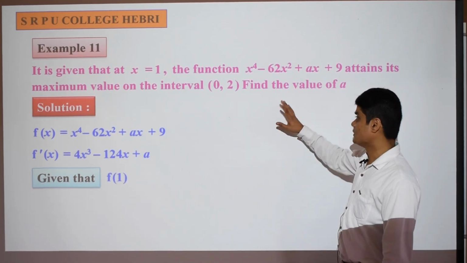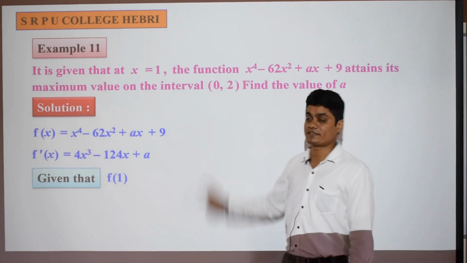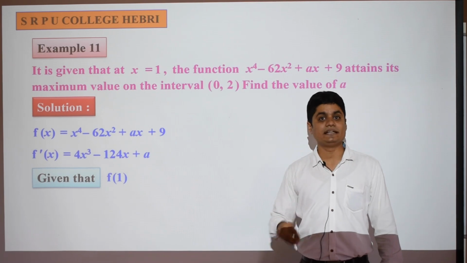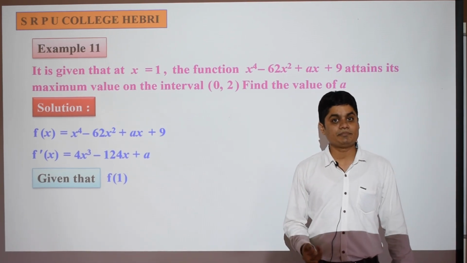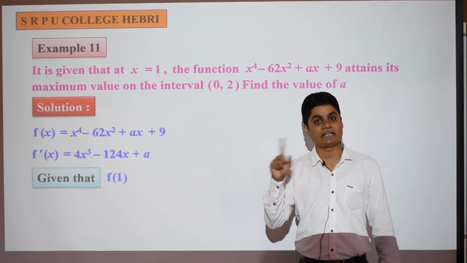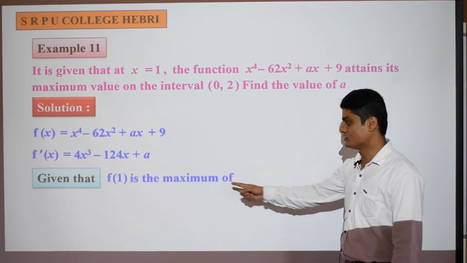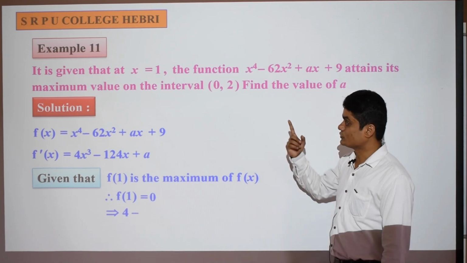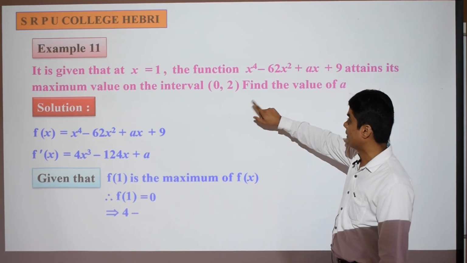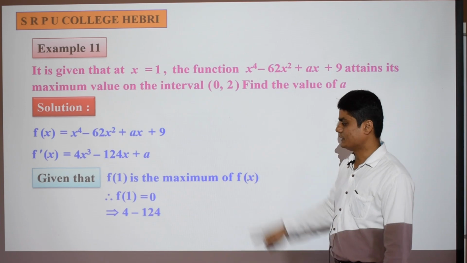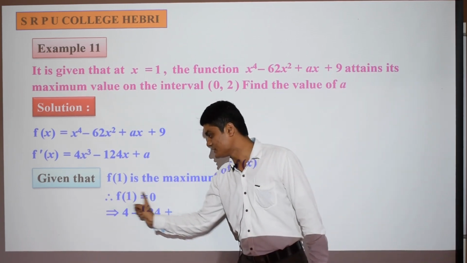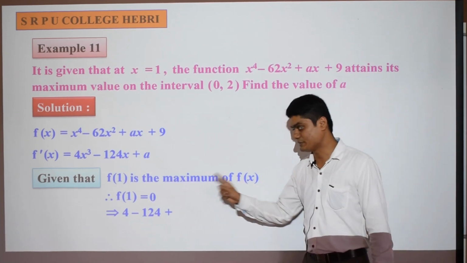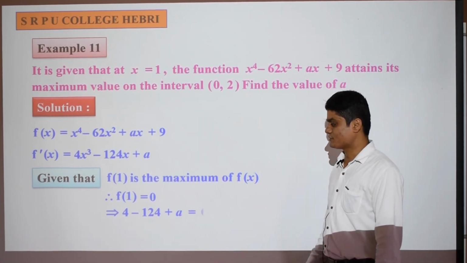Now what is given? It is given that the function attains maximum value at x equal to 1. So you know the maximum or minimum exists only at the critical point. And what do you mean by critical point? It's a point where the first order derivative is equal to 0. So it's given that f of 1 is a maximum value of f of x, therefore f dash of 1 is equal to 0. It should be f dash of 1 is equal to 0, not f of 1, f dash of 1, please correct it.